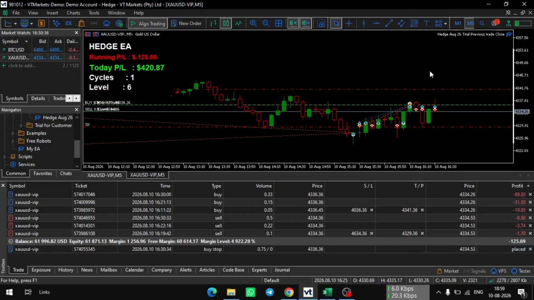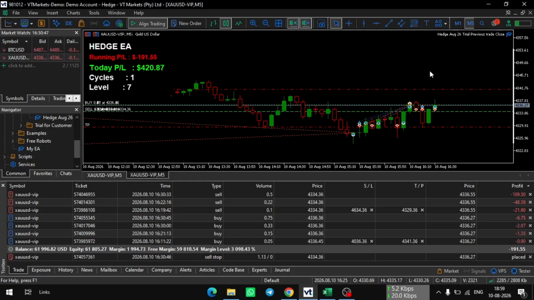Because of this movement, the EA activates the sixth trade, which is a sell trade. If the market moves in the expected direction, the cycle can reach its target. But if the market continues moving in the opposite direction, the EA activates the next recovery level. Now, the seventh trade is activated with a lot size of 0.75. The market is still not giving a clear direction. The market is moving sideways. Because of this sideways movement, the EA continues managing the recovery cycle.